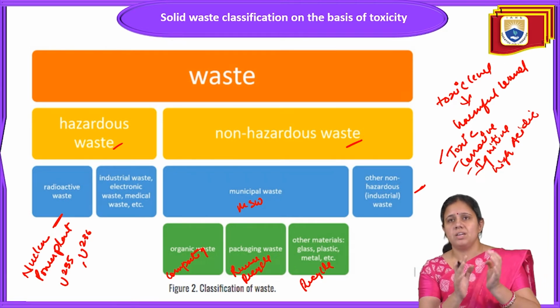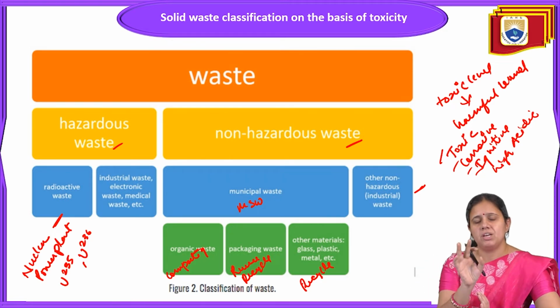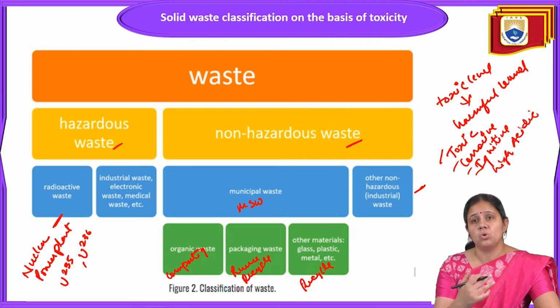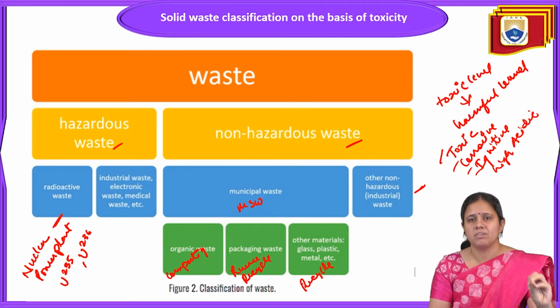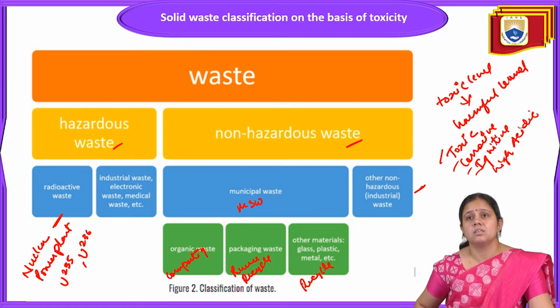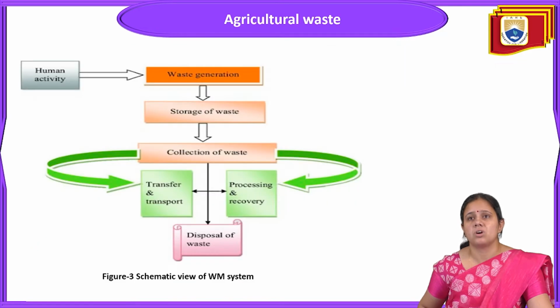So if we adopt a proper measure, if we adopt proper classification, then only this waste management approach will be successful. Only then can we decide which method is best for this waste generation, and what precautions the person handling the waste should take for its proper disposal and management. So this was about the classification of waste on the basis of toxicity.